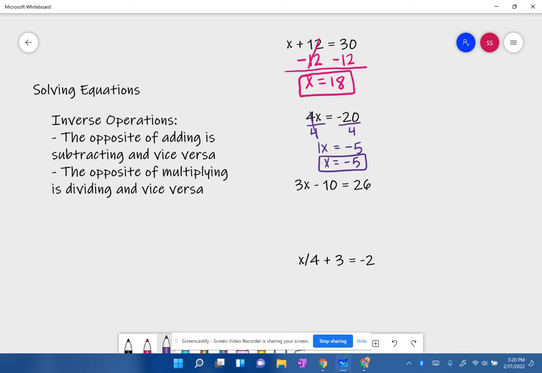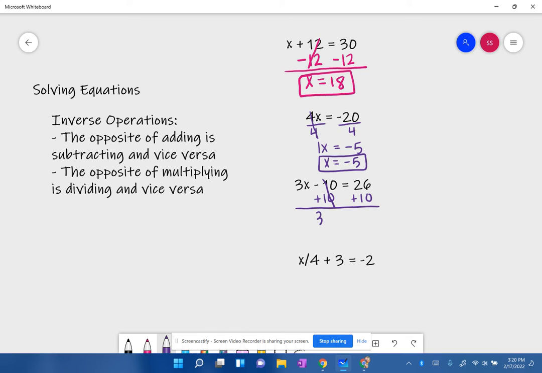All right, the next one. We have a couple different things keeping x from being by itself. So we have a minus 10 and the 3, and we have to get rid of both of them. Now, here's a helpful hint. It's easiest if we get rid of the addition or subtraction first. So let's get rid of that minus 10 first. The opposite of subtracting 10 is adding 10. And if we add 10 to this side, we have to add 10 to the other side.